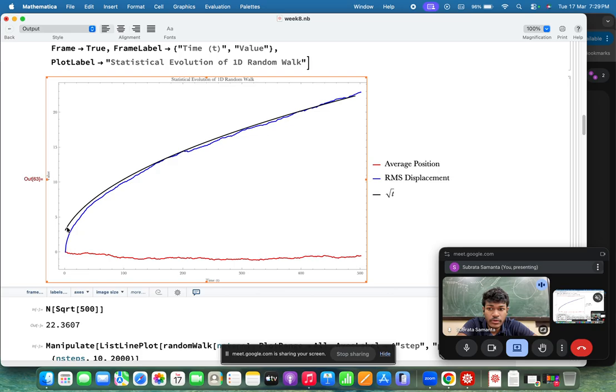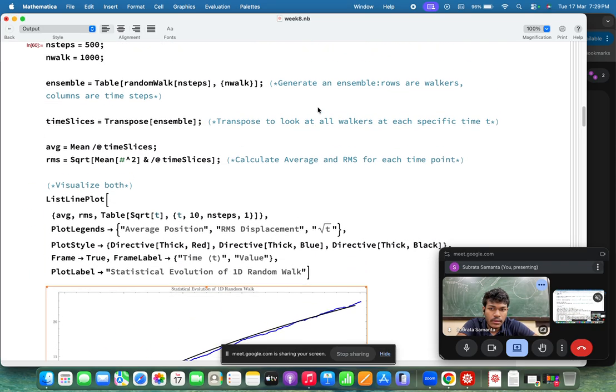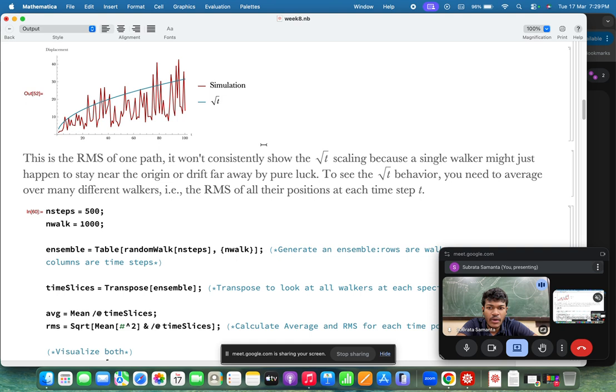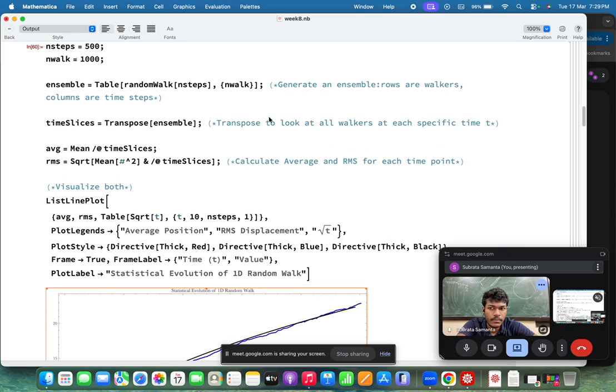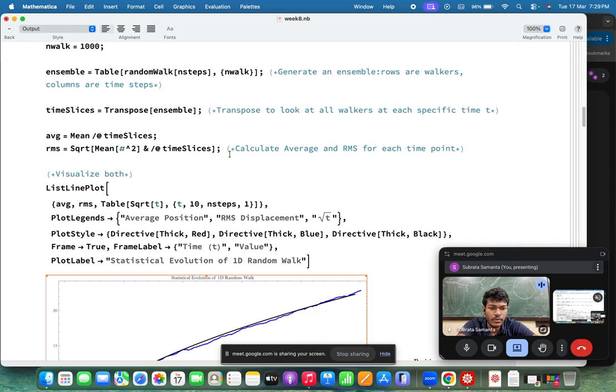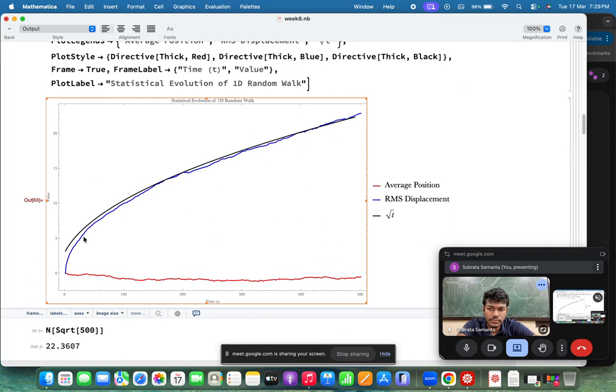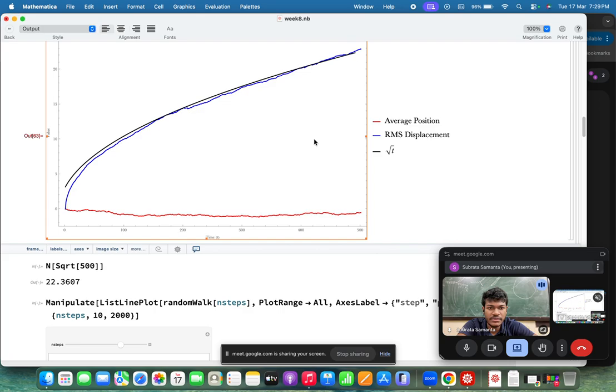And the black one is basically the square root of t. You see it is very close to the square root of t, and exactly follows the trend. So that is very important in the case of random walks, how it's scaling and how you observe it. So in this very simple example, we actually got this square root of t trend for the RMS displacement.